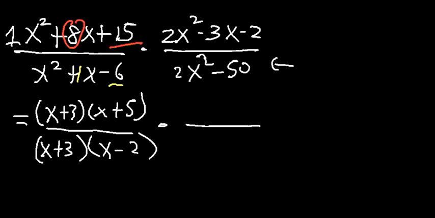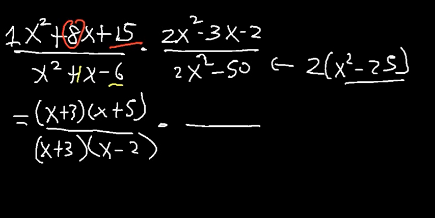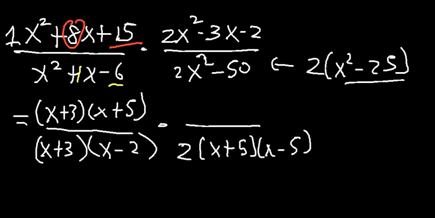Now, for the 2x squared minus 50, let's take out a 2. If we factor out the GCF, we'll be left with x squared minus 25, which is a difference of perfect squares. And that's going to be x plus 5, x minus 5. You take the square root of x squared, which is x, and the square root of 25, which is 5, and then add a plus and minus.